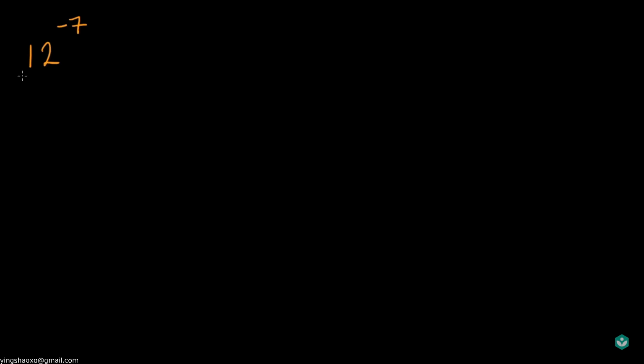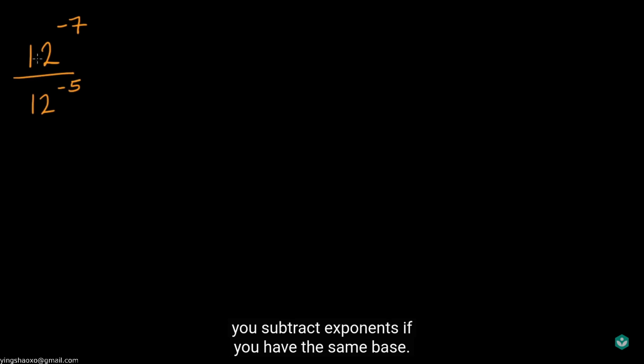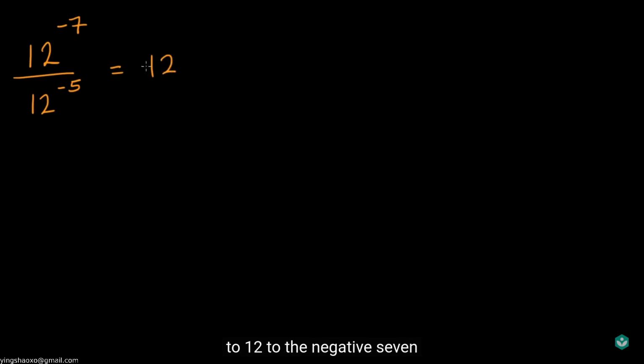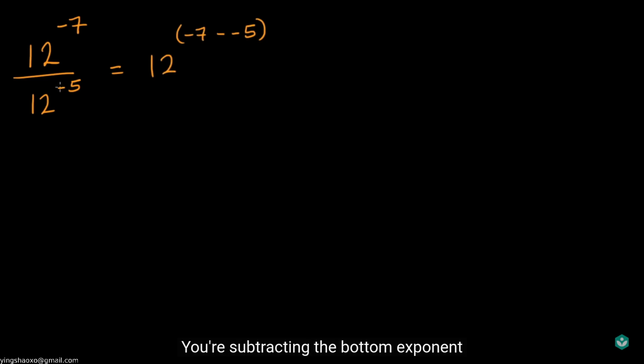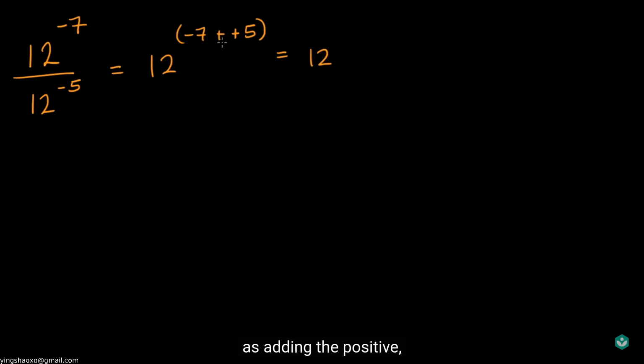Now let's do it with some quotients. So what if I were to ask you, what is 12 to the negative 7 divided by 12 to the negative 5 power? Well, when you're dividing, you subtract exponents if you have the same base. So this is going to be equal to 12 to the negative 7 minus negative 5 power. You're subtracting the bottom exponent. And so this is going to be equal to 12 to the, subtracting a negative is the same thing as adding the positive, 12 to the negative 2 power.